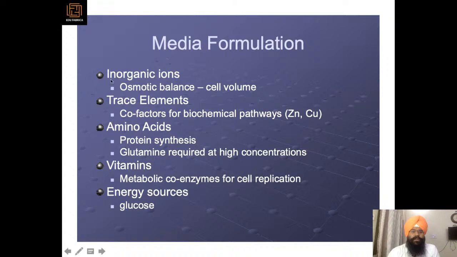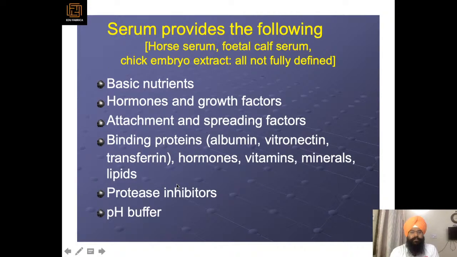Media formulations: inorganic ions, osmotic balance, and cell volume should be maintained. Trace elements have to be maintained, like cofactors for biochemical pathways, amino acids, vitamins, and energy sources. So all these things matter a lot when you're creating your media. Serum, we have discussed in detail, provides the basic nutrients, hormones, attachment and spreading factors, binding proteins, vitamins, minerals, protease inhibitors, and pH buffers, so all are taken care of.